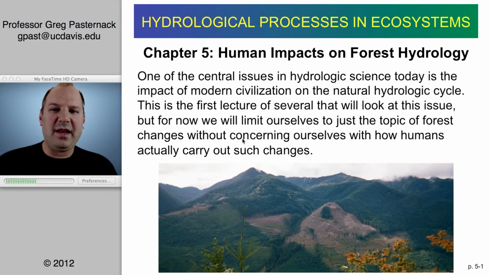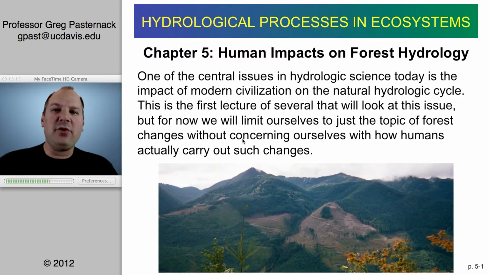This is the video podcast for part 1 of chapter 5 about the human impacts on forest hydrology. One of the central issues in hydrologic science today is the fact that humans, through the development of modern civilization, have a tremendous impact on the landscape. And that has severely influenced not only the hydrological cycle, but certainly all aspects of the ecosystem.